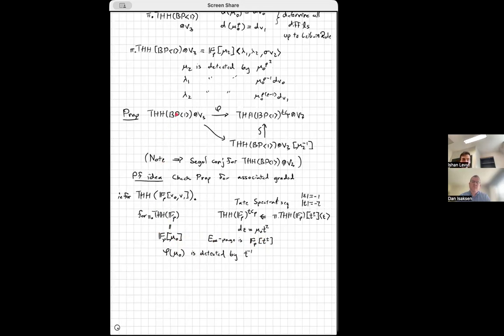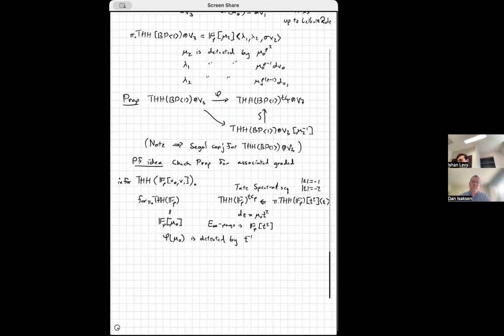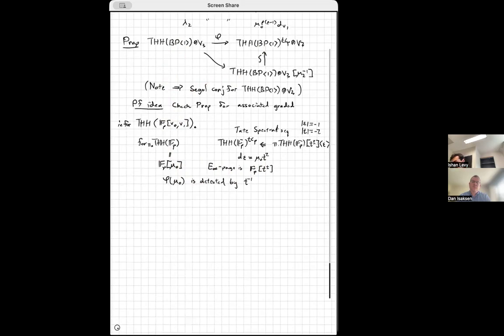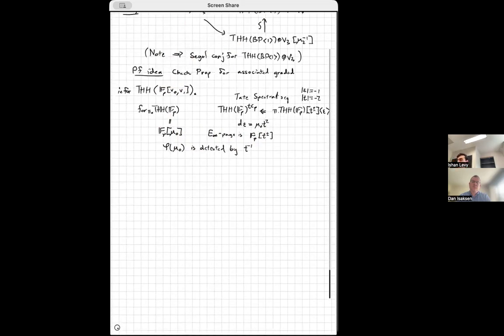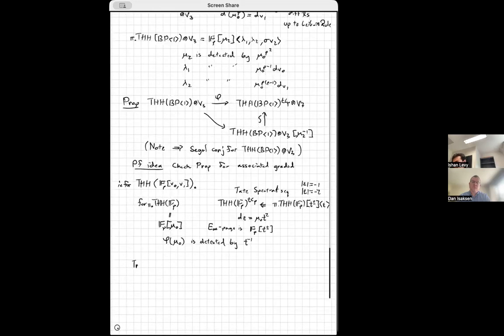And the claim is that you can check that it works for polynomial rings too, like this, and that you can check this on the associated graded of the filtration. Okay, so now how do you continue? Well, now because of the Segal conjecture, you know what the Tate construction of THH of BP1 tensor V3 looks like. You know its homotopy ring. Its homotopy ring is just this ring, but then you invert mu2.